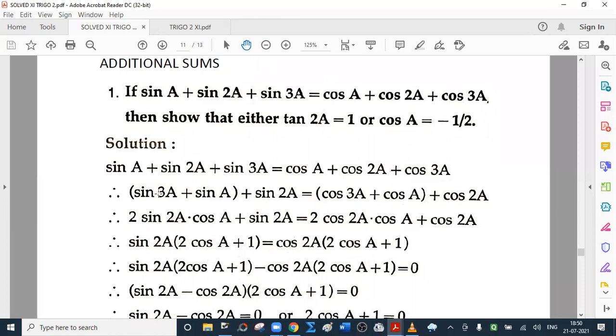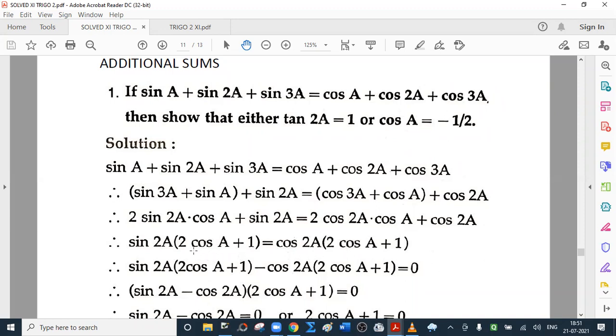Now sine of first plus sine of second, or sine C plus sine D, is 2 sine of C plus D upon 2 into cos of C minus D upon 2. I hope you are getting this. Again, the factor formula. You should know that. Same here also. On the LHS, what can be taken common? Sin 2A. In the bracket, we get 2 cos A plus 1. On the RHS, cos 2A can be taken common to get 2 cos A plus 1.